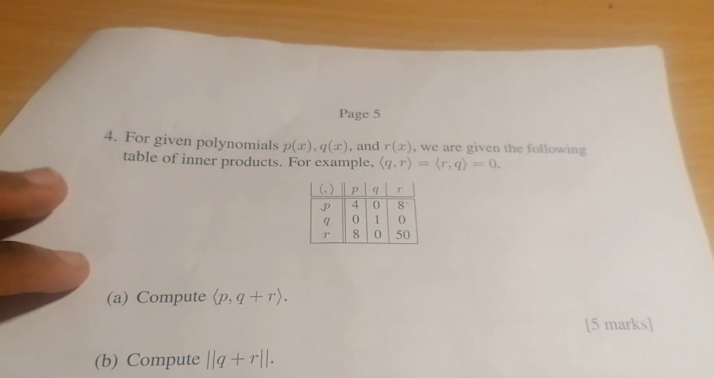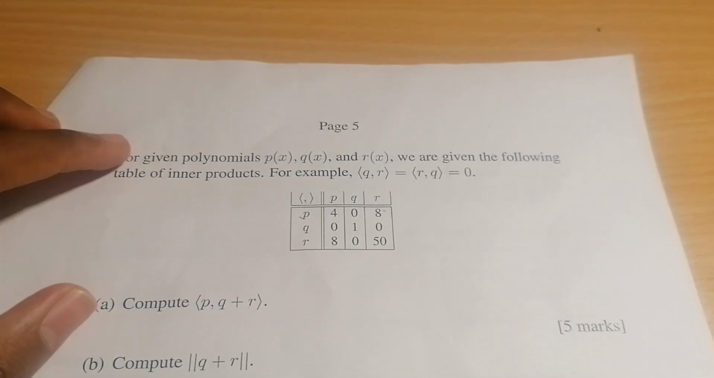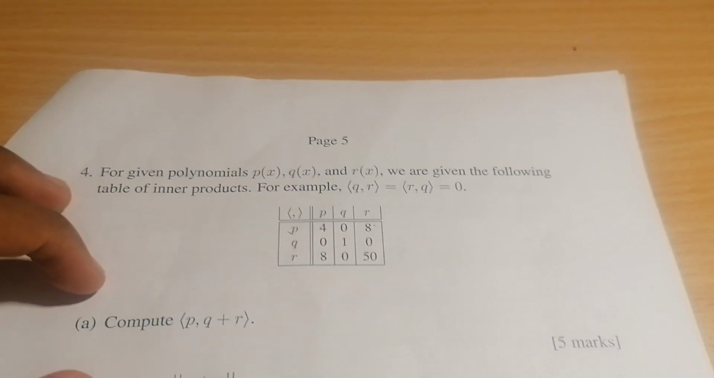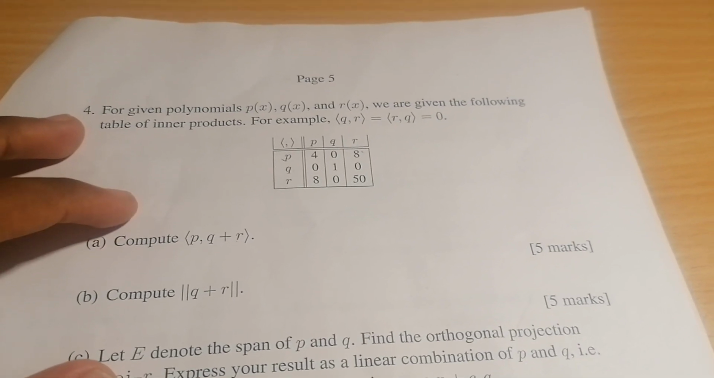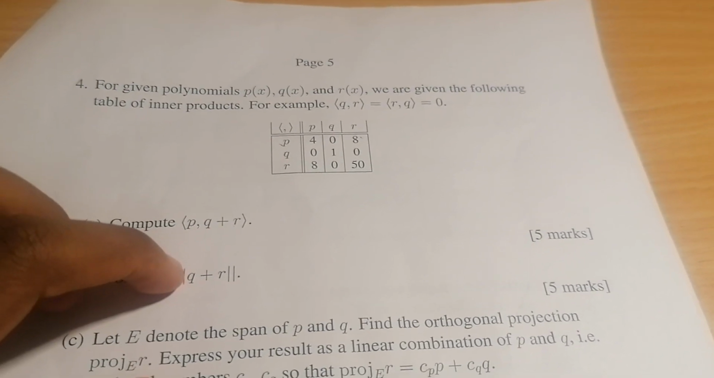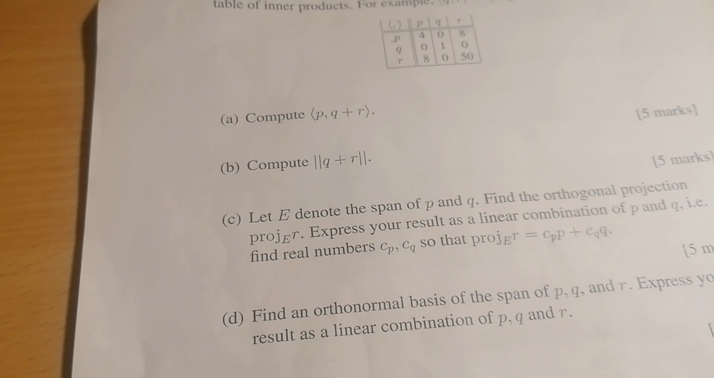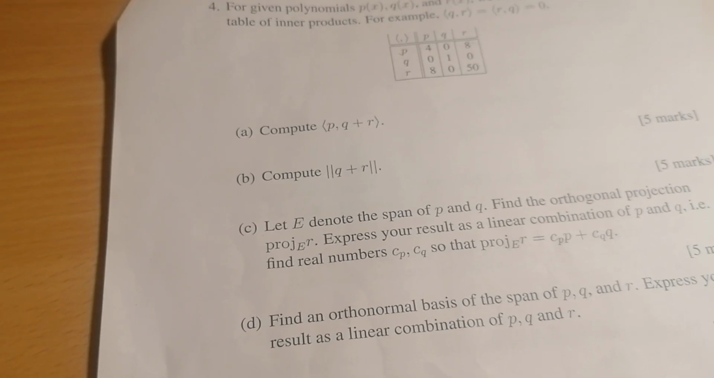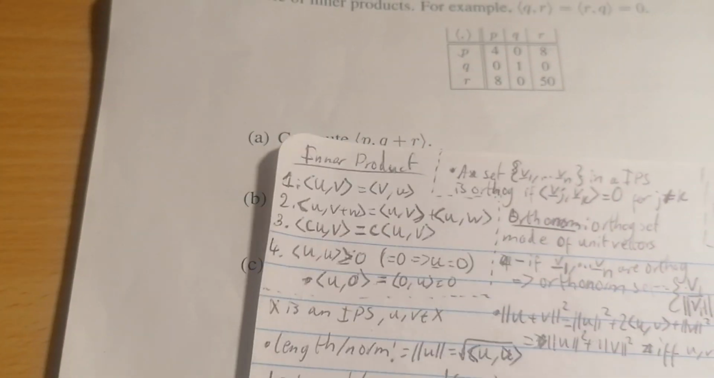So yeah, for given polynomials p(x), q(x), r(x), we are given the following table of inner products. For example, the inner product of q and r is equal to the inner product of r and q, which equals 0. Compute the inner product of p and q plus r. So for this one, I used, what law was it? The law where for inner product, u and v plus w equals u and v plus u and w. Here, I used that one there.